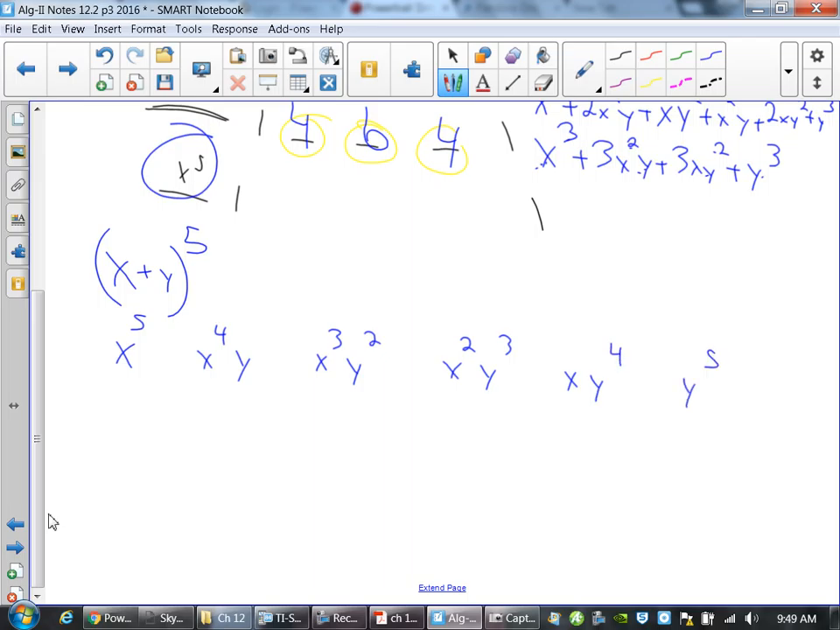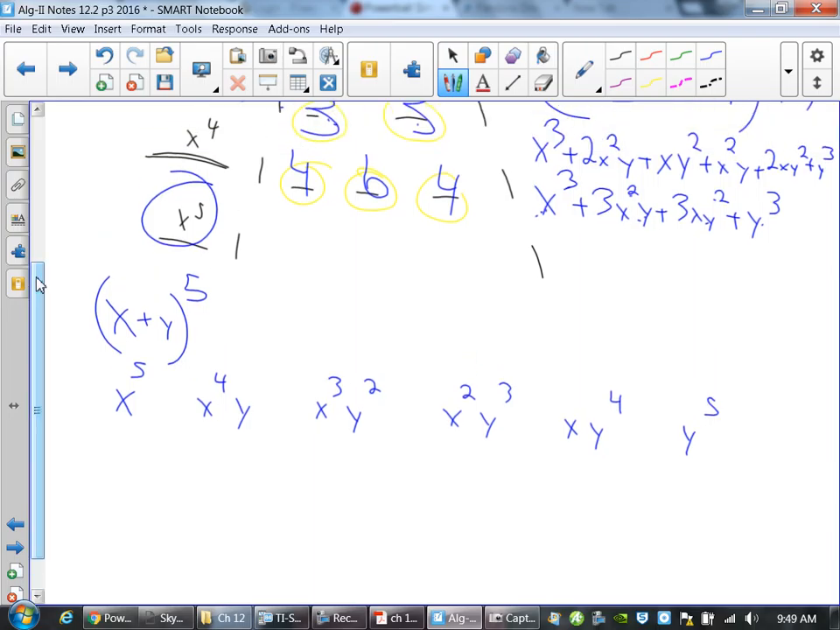One goes down, while the other one goes up. And now I just have to figure out my numbers. Numbers work out pretty quick. We already had it written above here. What's 1 plus 4? 4 and 6? 6 and 4? And 4 and 1.